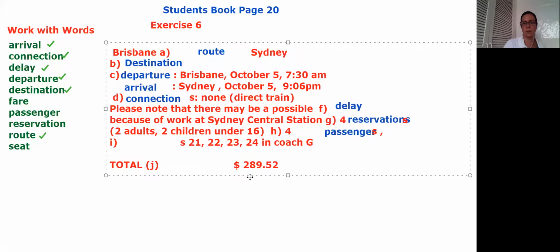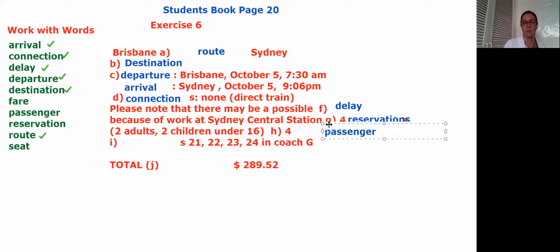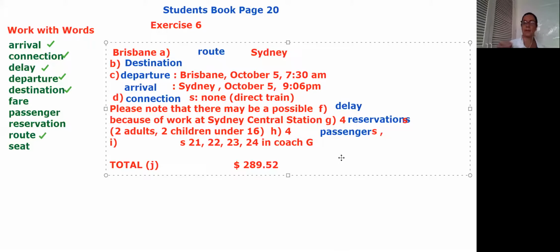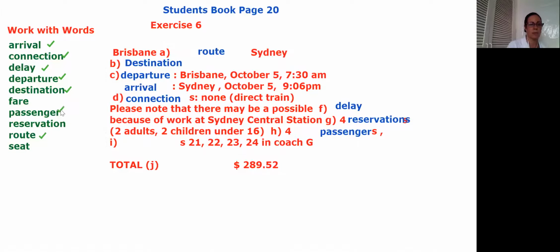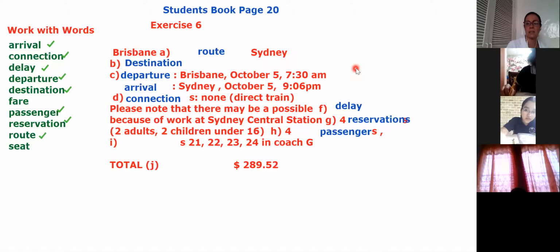Okay, so passengers, 4 passengers, because there are 2 adults and 2 children. So we've used most of the words. We have used passenger, reservation. What comes here? We have 2 words left. We have the word fare and we have the word seat. Fare and seat. What? Seat, okay?